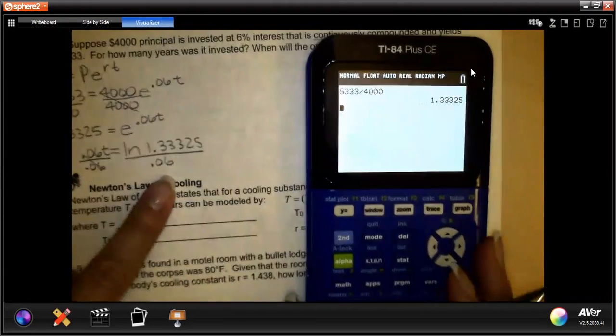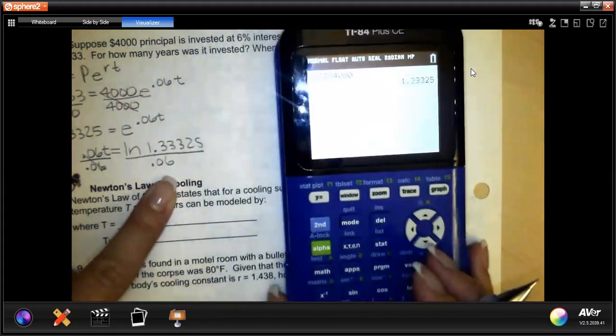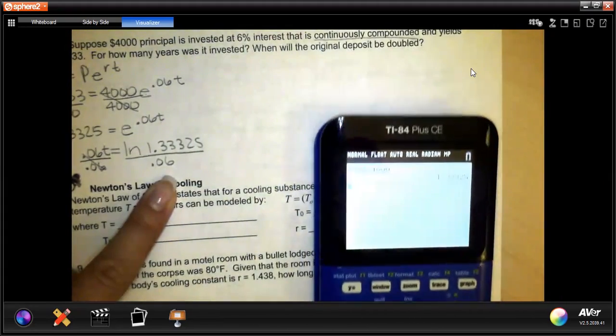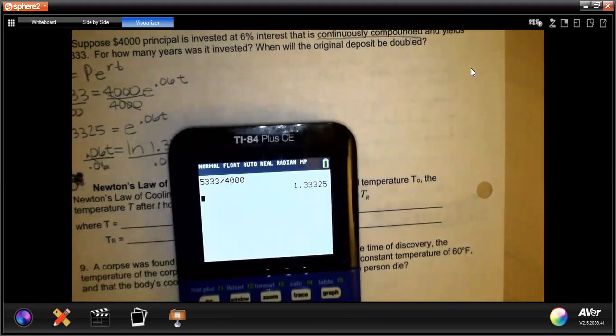All right, so here we go. Oops, you can't see that because of the glare. There we go, that's a good place for it.